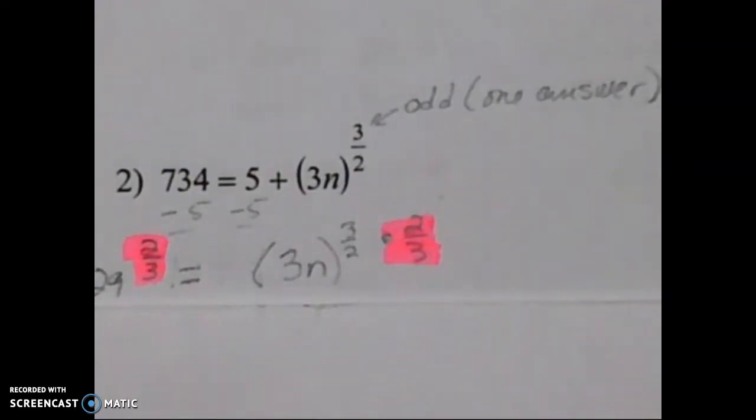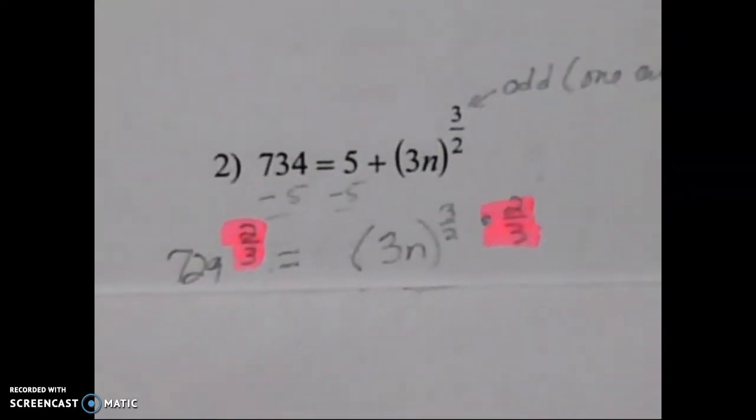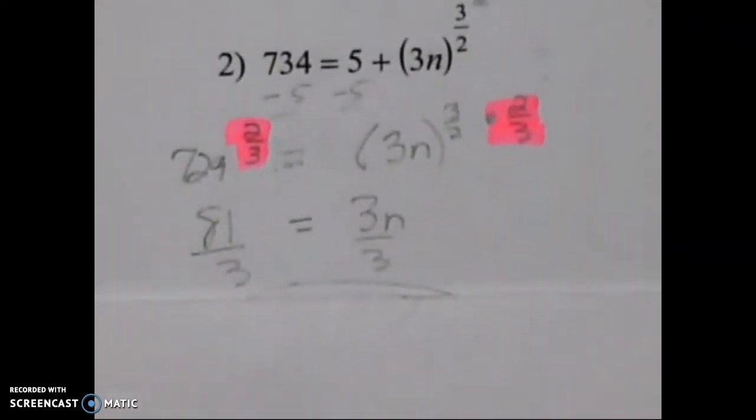What you do to one side, you have to do to the other side. So it's 729 to the 2/3. Totally a coincidence that we're going to get the same answer as number 1. That's 81. One more step, divide by 3 on both sides. Final answer, 27.